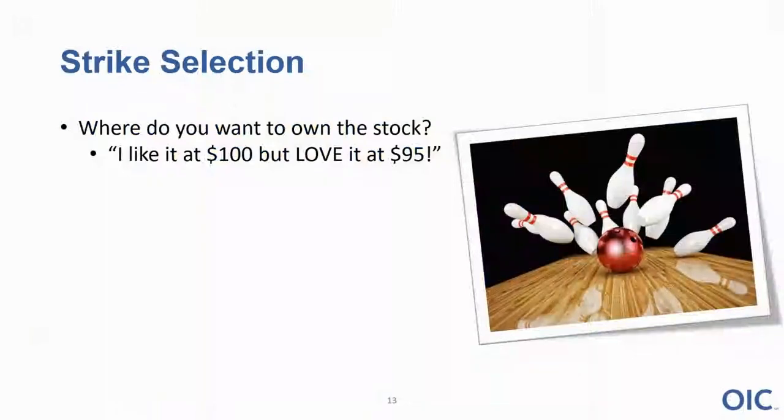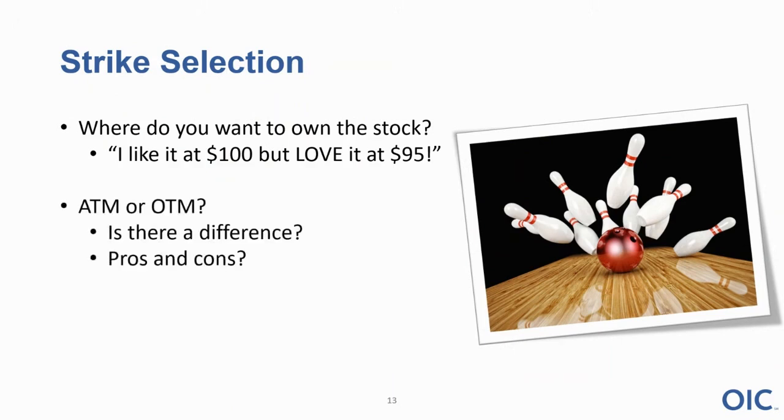That's going to determine what our strike price is going to be. Again, where do you want to own the stock? The idea that I like it at 100, but I love it at 95, that's going to determine at which strike you decide to sell. Now, you can sell in the money, at the money, out of the money. There are differences between them, pros and cons of each.